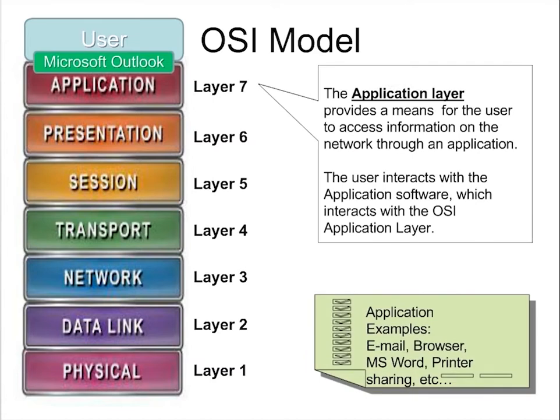And so what the application layer does is it provides a means for the user, the person, to interface with the rest of the OSI stack here. The user communicates with the application. The application interfaces with the application layer. Some examples could be email, a browser, Microsoft Word or printer sharing, anything at all. Any application that a user would come in contact with on their desktop is an application that's going to work its way through this model.